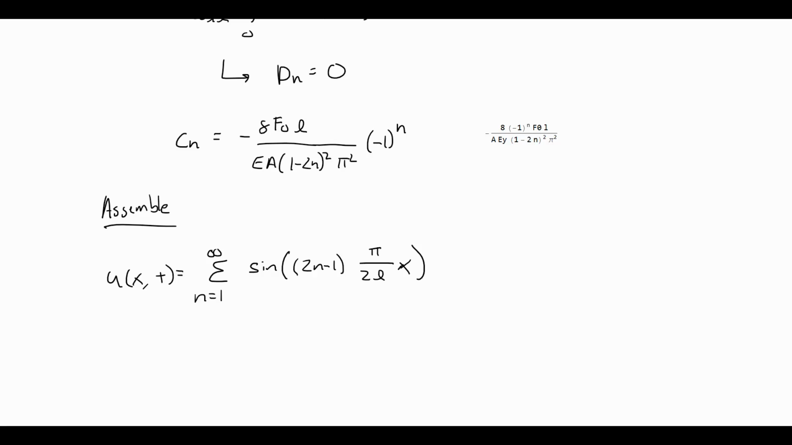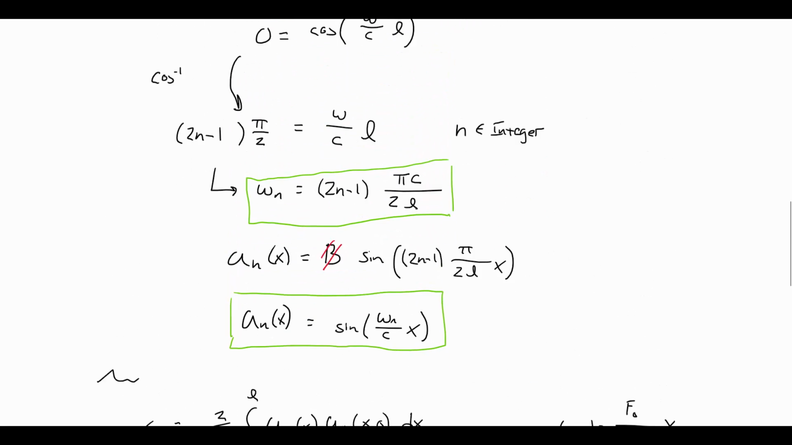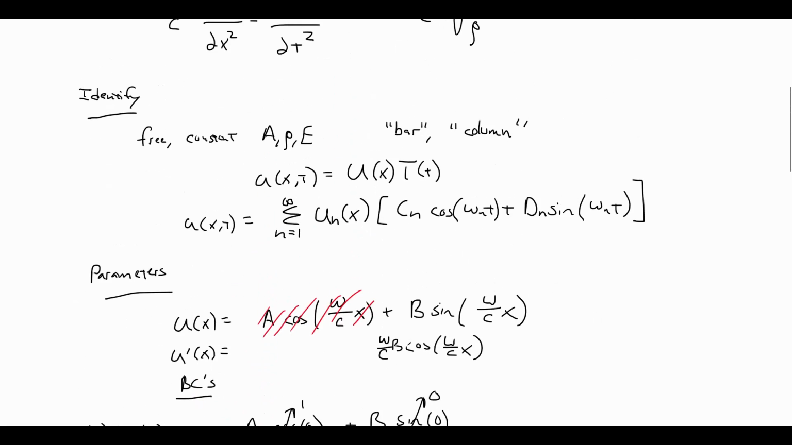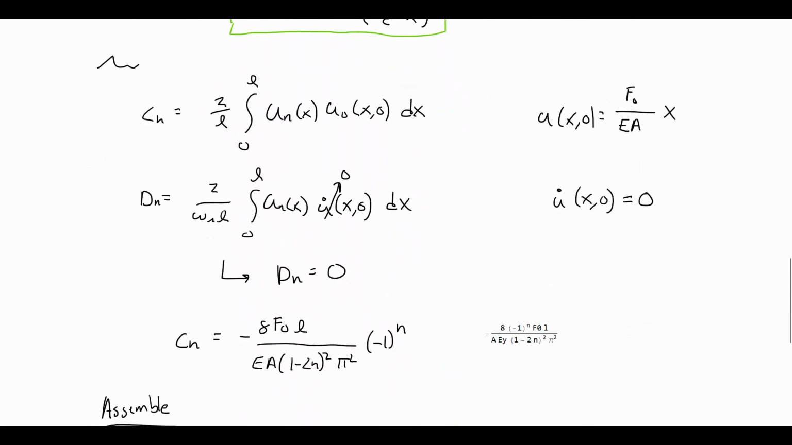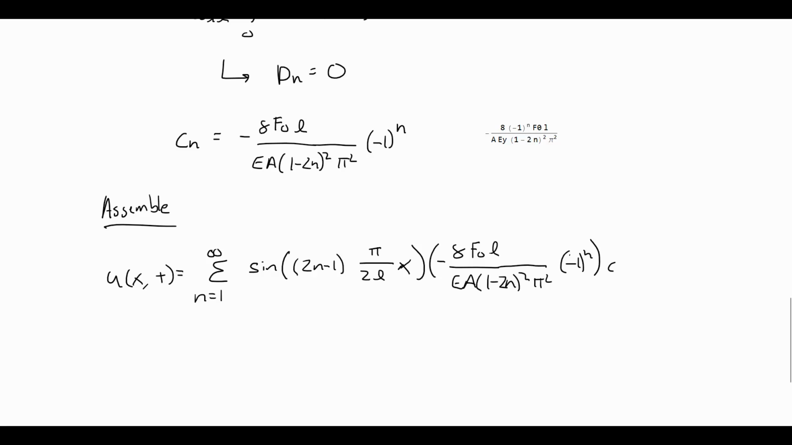Now we have our Cn coefficient, so a negative 8 f naught L over EA, 1 minus 2n quantity squared pi squared, and it's that alternating series, times, and what do we have left over? That Cn, remember, is being multiplied by the cosine omega n t. So I have to include that too. Cosine of 2n minus 1 pi c over 2L times t. And that's in parentheses.